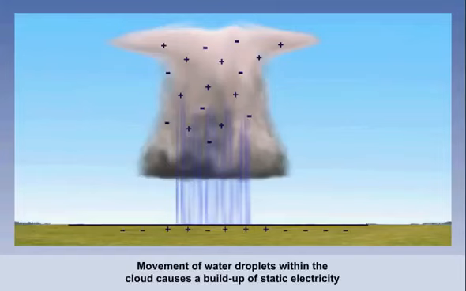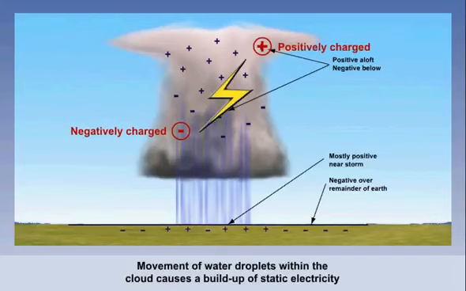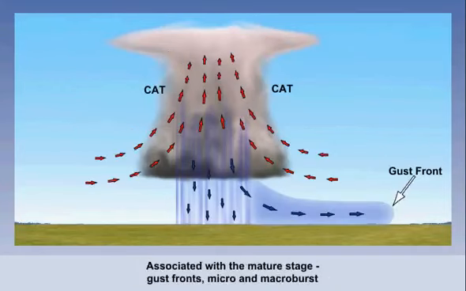The rising and falling water droplets, hail and snow produce a build-up of static electricity. The top of the cloud becomes positively charged, and the lower part negatively charged. The build-up eventually leads to lightning discharge and thunder. The mature stage usually lasts for around 20 minutes, and some of the characteristics associated with this stage are gust fronts, microbursts, macrobursts, and perhaps tornadoes.